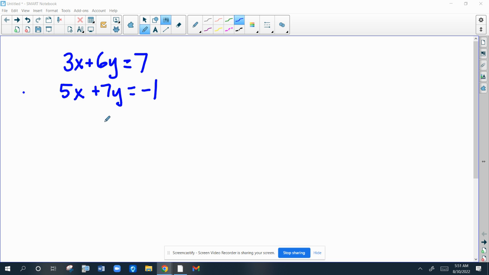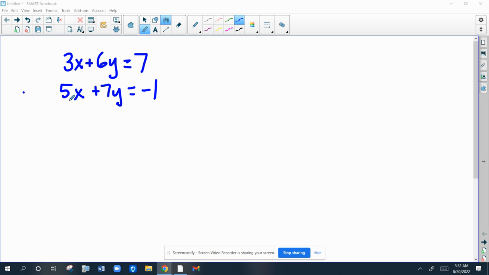So to get rid of these x's, I'm going to multiply. It's not easy to get these to be the same number by just multiplying one of the equations by a number. So I'm going to multiply the top equation by 5 and the bottom equation by 3. That way, both of these coefficients of the x's are going to be the same. And as a matter of fact, I'm going to multiply one by a negative so I can add these together to get rid of the x. You'll see. Now, you don't need to do that.